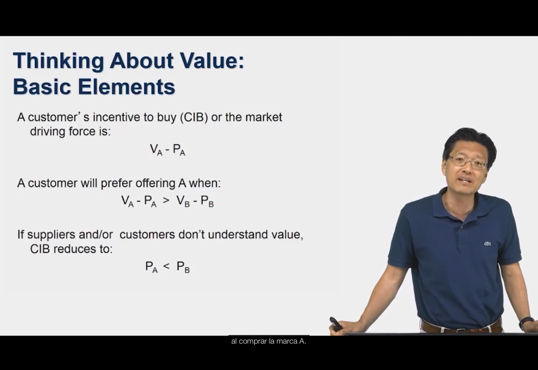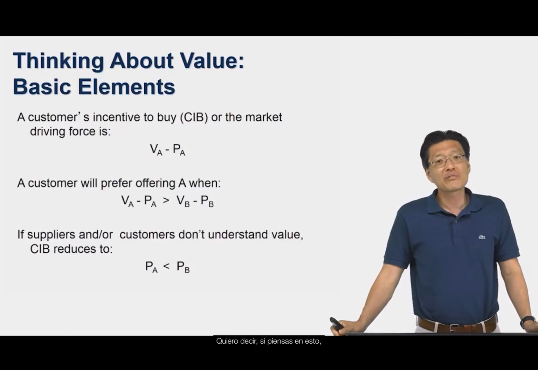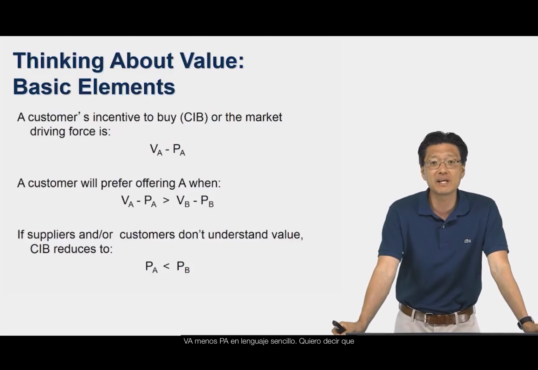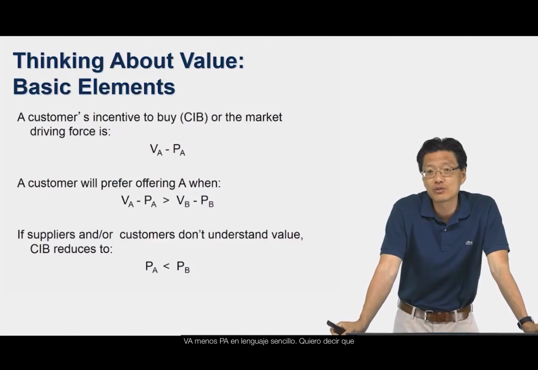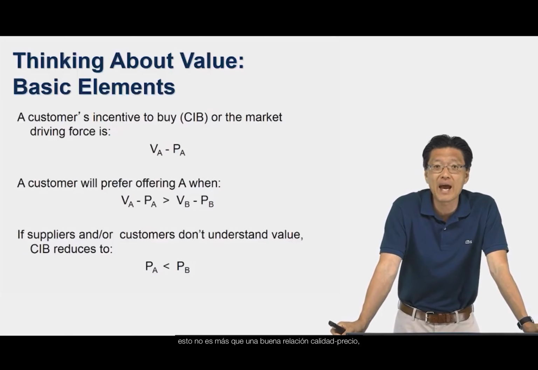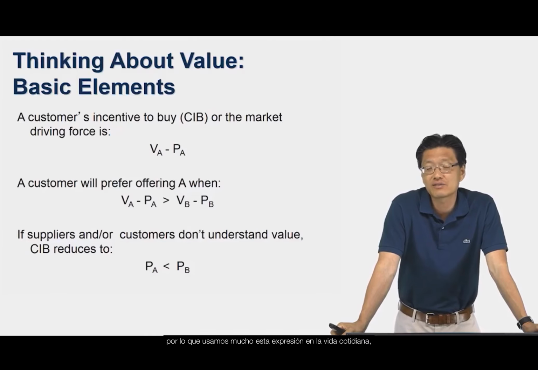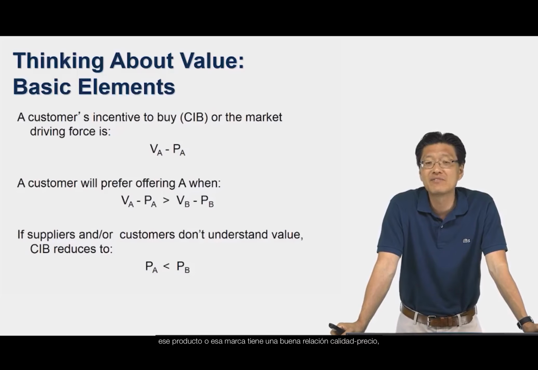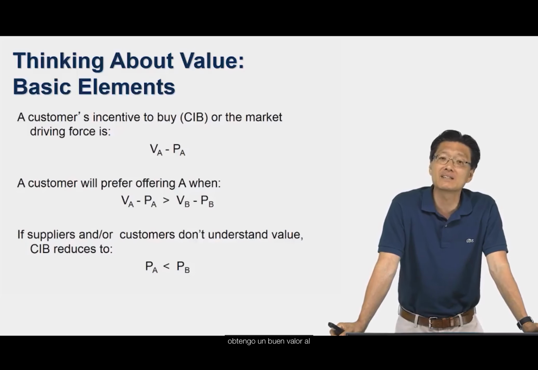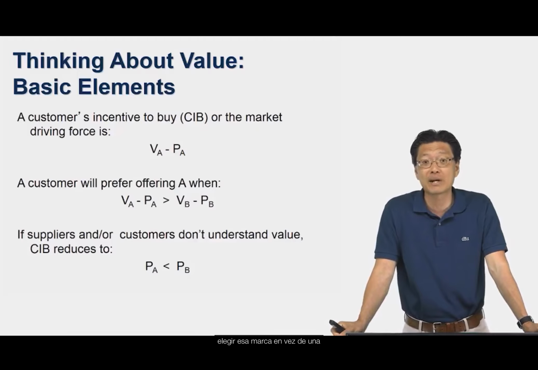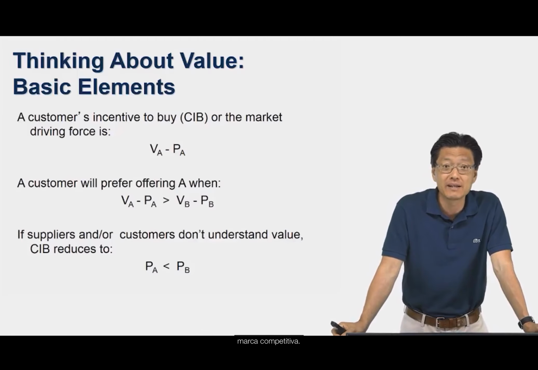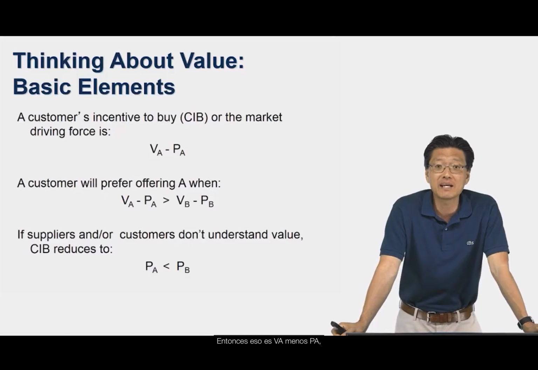to buy brand A. If you think about this, VA minus PA, in layman's language, is nothing more than value for money. We use this expression a lot in everyday life: that product or that brand has good value for money. Basically it means that for the price that I'm paying, I'm getting good value by choosing that brand over a competitive brand. So that's what VA minus PA is.